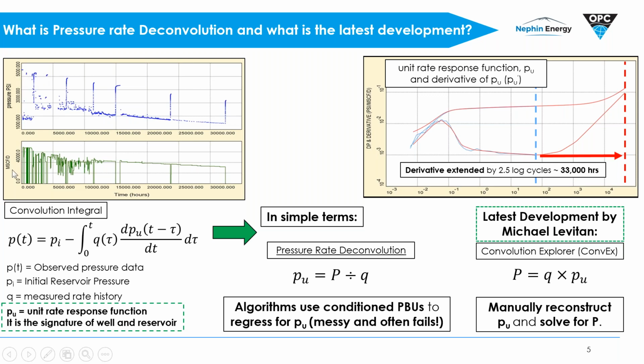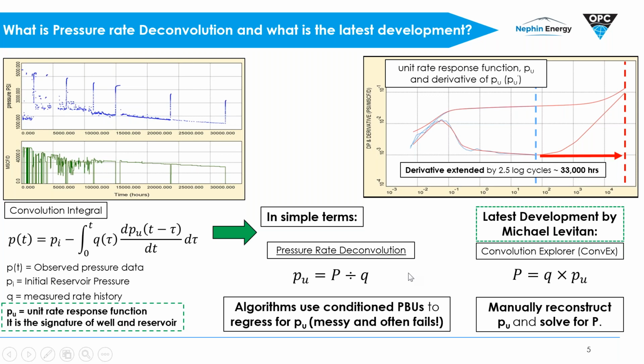Q here is your measured rate history in green at surface. And PU, this is the important part of this equation. This is the unit rate response function. It's a signature of well and reservoir. And what is PU visually? PU is this DP curve here you can see on top. If you take the derivative of PU, we have the derivative that spans, in our case, 33,000 hours. So how do we get PU? Well, pressure rate deconvolution in simple terms tries to use algorithms and condition PBUs to solve this equation for PU. But we find that it's messy and it often fails.